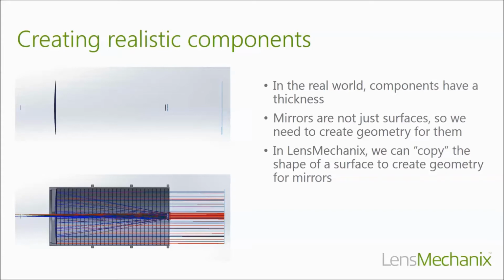And so in LensMechanix, you can create the geometry for these mirrors. As I mentioned in the beginning, you can actually copy the shape of the surface to create that geometry. In the images on the left, the one at the top are the surfaces of a telescope after it has been loaded into LensMechanix. 3 of these surfaces actually don't have a thickness. And on the bottom, you can see that there has been some geometry built around these components.